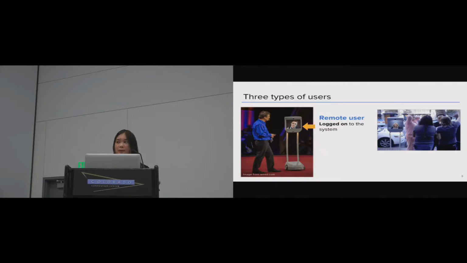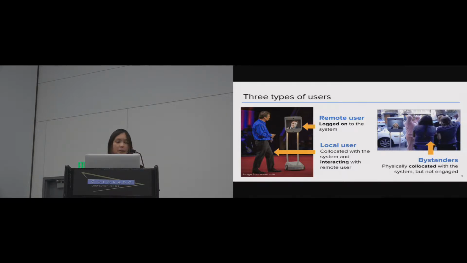Throughout the talk, I'll be referring to three types of users. The first is the remote user. This is the person who's appearing on the screen, and they're also the person with the ability to drive the robot around. There's also the local user, someone who's in the same physical space as the robot, and they're actively engaging with the remote user. And the last is the bystander. Although these users may be physically located with the robot, they're not actively engaged with the remote user.